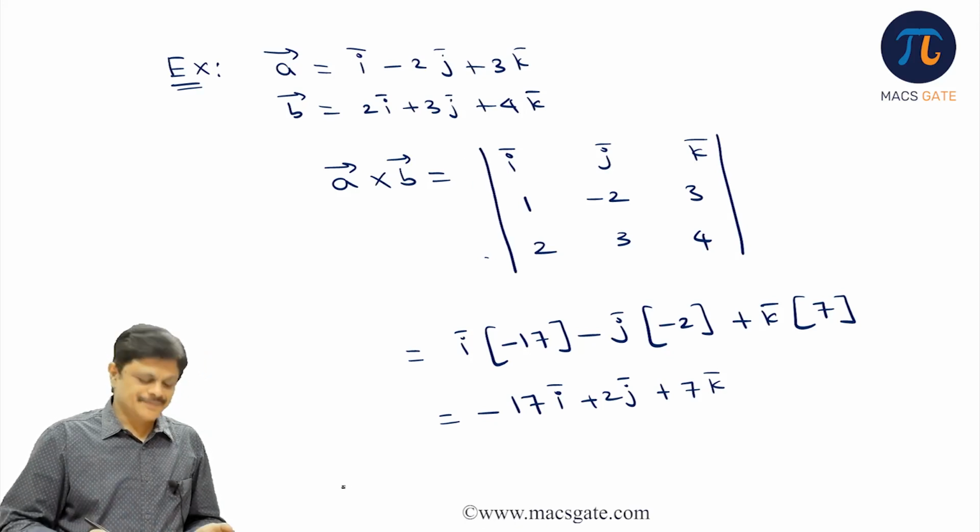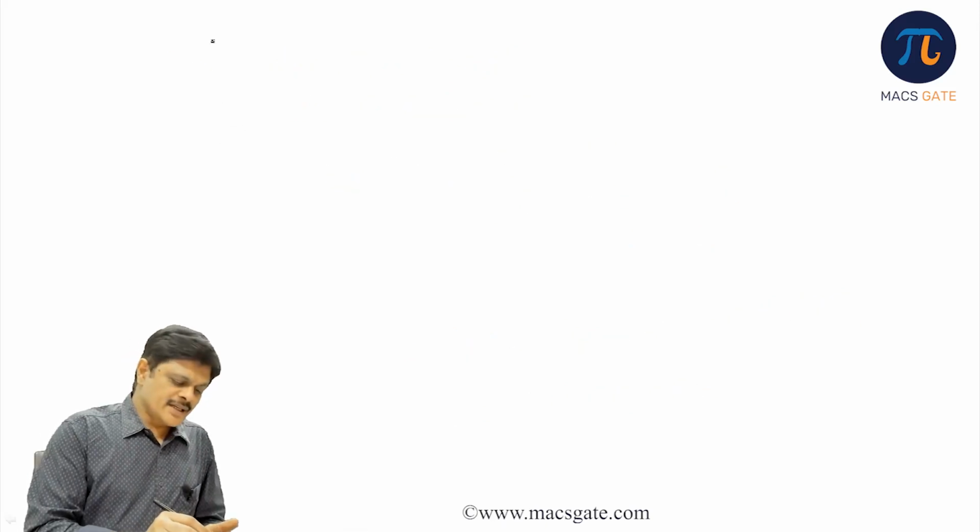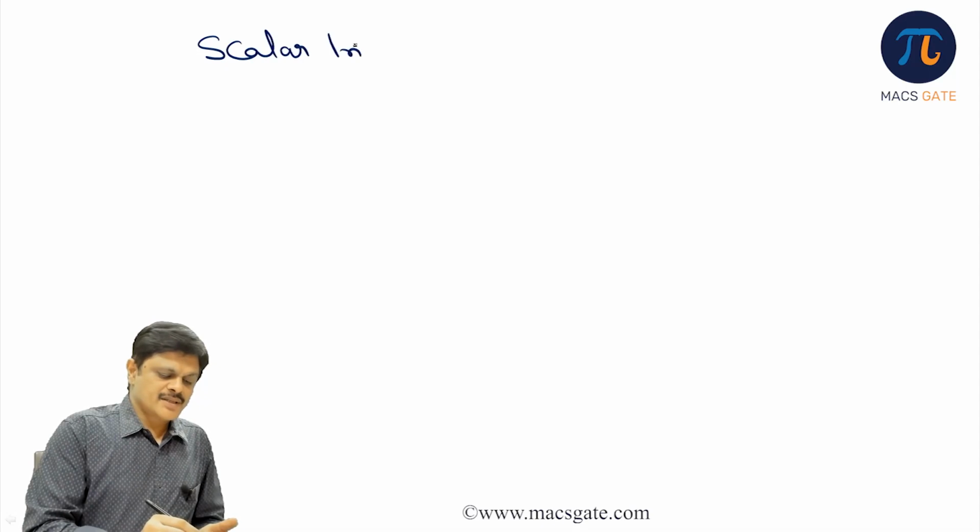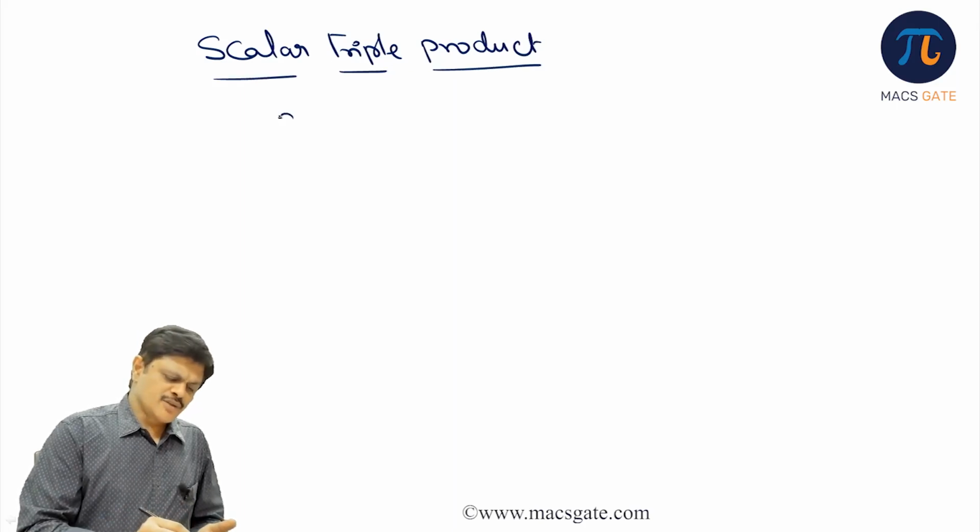Is the idea clear? Now let us see the definition for this scalar triple product. We also have the vector triple product. So the scalar triple product is defined as A dot B cross C.